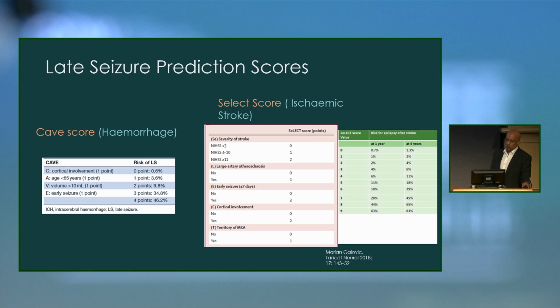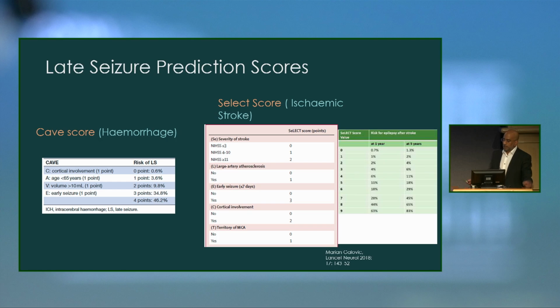And perhaps more important and useful is the SELECT score in an ischemic stroke. Here one looks at the severity of stroke according to the NIHSS, with a score of 2 if you have an NIHSS of greater than 11, whether there's a large artery atherosclerosis, whether one has had an early seizure in the first 7 days, and whether one has cortical involvement, or is it the territory of the MCA.